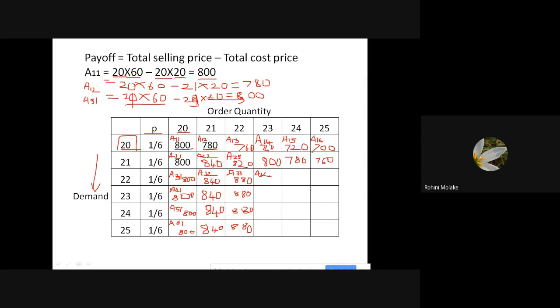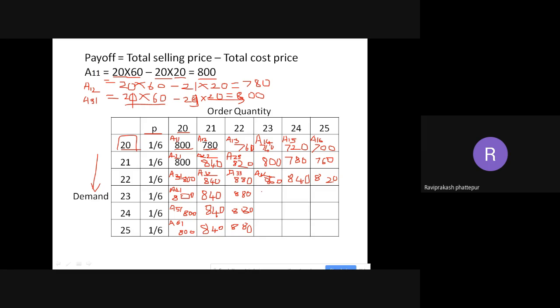860. Can you repeat? 860. Why? Why did it become 860 from 880? I'm buying one quantity more. I'm buying 23, but my demand is only 22. So I have to subtract 20 rupees more, because one quantity I'm not selling, but I'm buying it. Right? Next, by the same logic, instead of 860, it becomes 840, then it becomes 820.